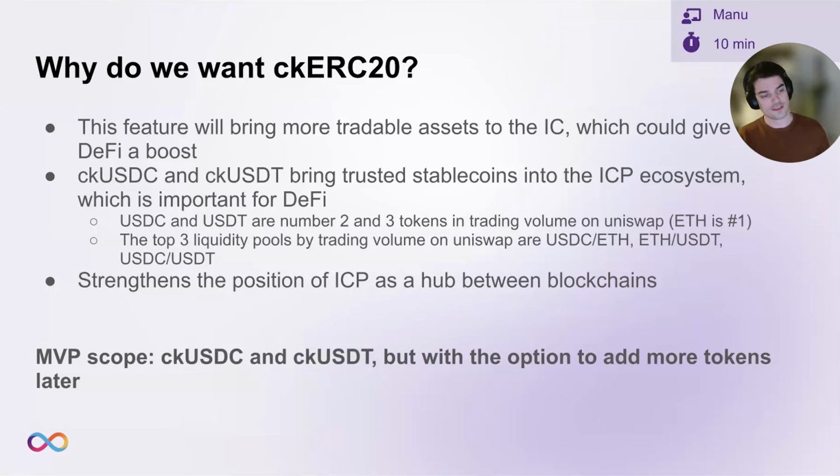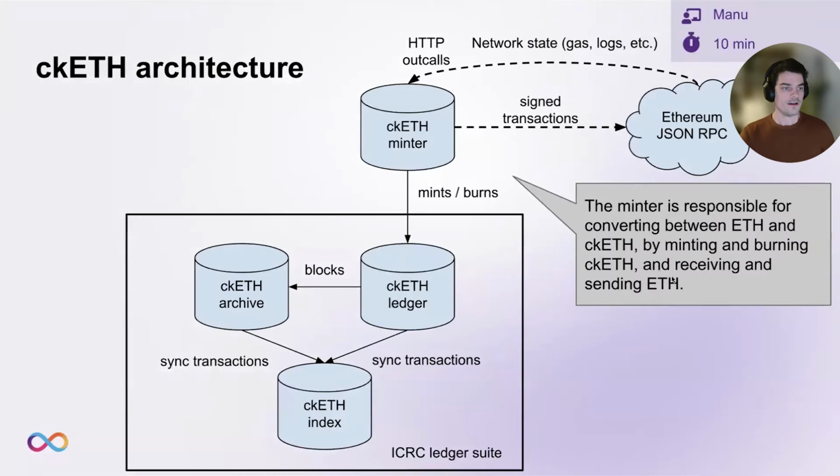Okay, so here, I think this is the big picture, but for the MVP scope, the starting point, the first target would then be ckUSDC and ckUSDT, of course, preparing for more tokens to come later. Okay, then let's now dive a little bit into how we plan to build this.